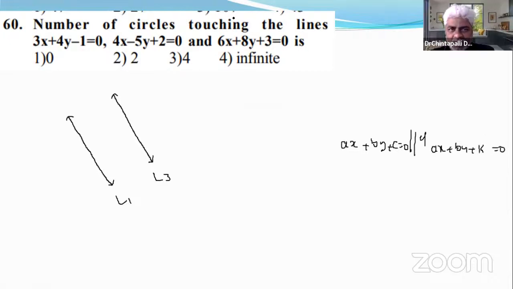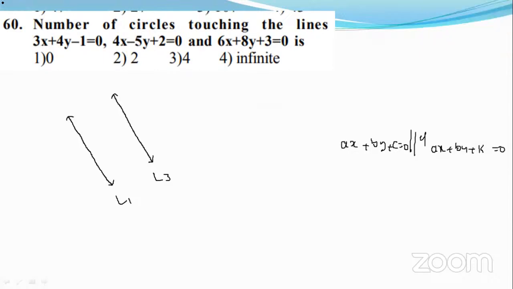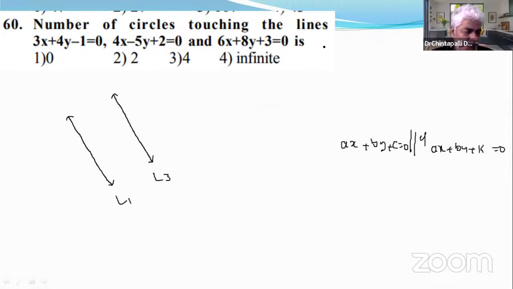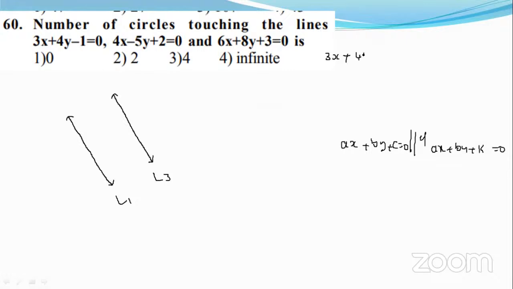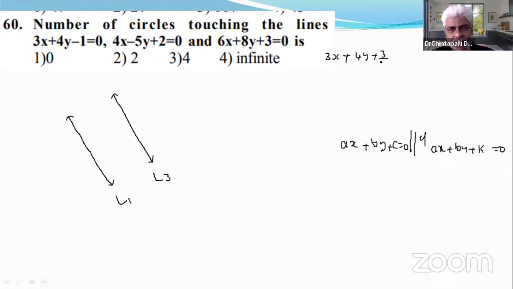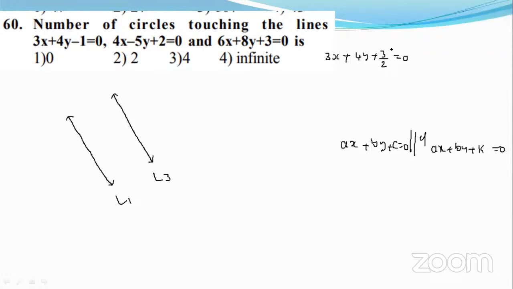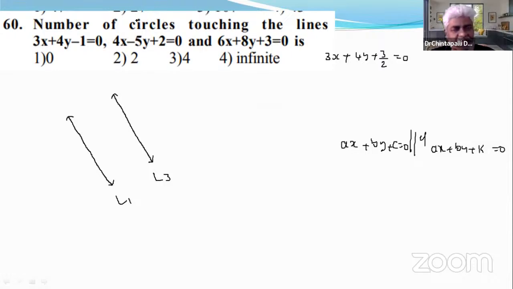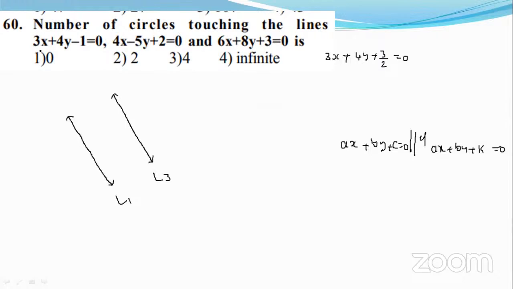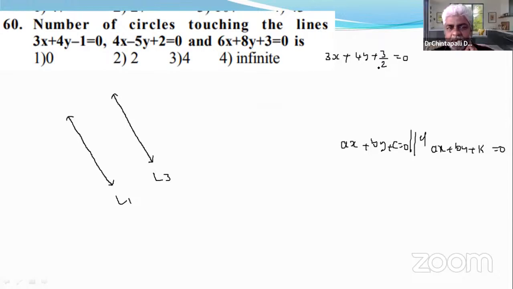You are right. See, what happens when we take two common from the third line? It will be 3x plus 4y plus 3/2 equals 0. Now it is very easy to understand that the first line and third line are parallel. The first line is 3x plus 4y minus 1 equals 0. The third line is 3x plus 4y plus 3/2 equals 0.